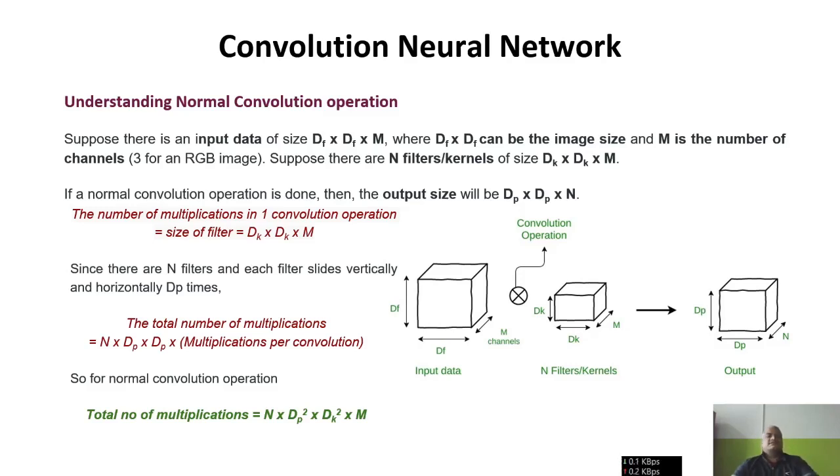The number of multiplications in one convolution operation is the size of the filter, that is Dk cross Dk cross M. Since there are N filters and each filter slides across the input, horizontally Dp times because the output is Dp, and vertically Dp times, the total number of multiplications is N cross Dp square multiplied by the multiplications per convolution, that is Dk square cross M. So for normal convolution operation it is N cross Dp square multiplied by Dk square multiplied by M.